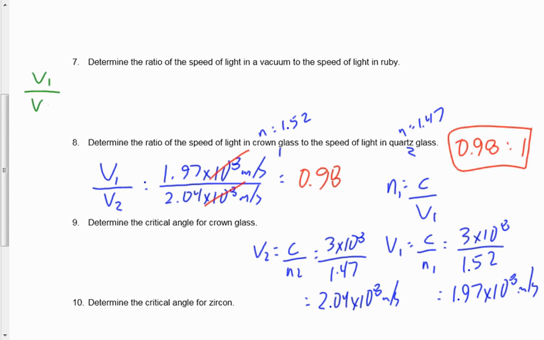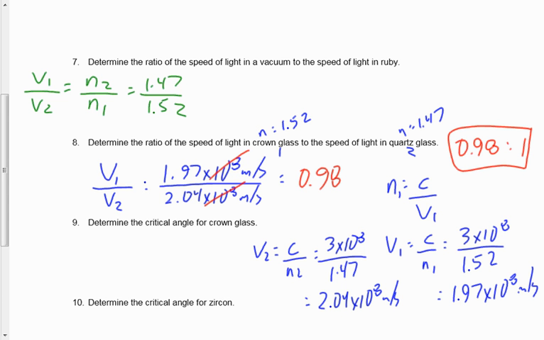V1 over V2. That reminds me a little bit of Snell's law. Sine theta 1 over sine theta 2, V1 over V2, lambda 1 over lambda 2, N2 over N1. Why can't we just do this? Isn't the ratio of the speeds the same as the inverse of the ratio of the indices of refraction? Isn't V1 over V2 the same thing as N2 over N1?